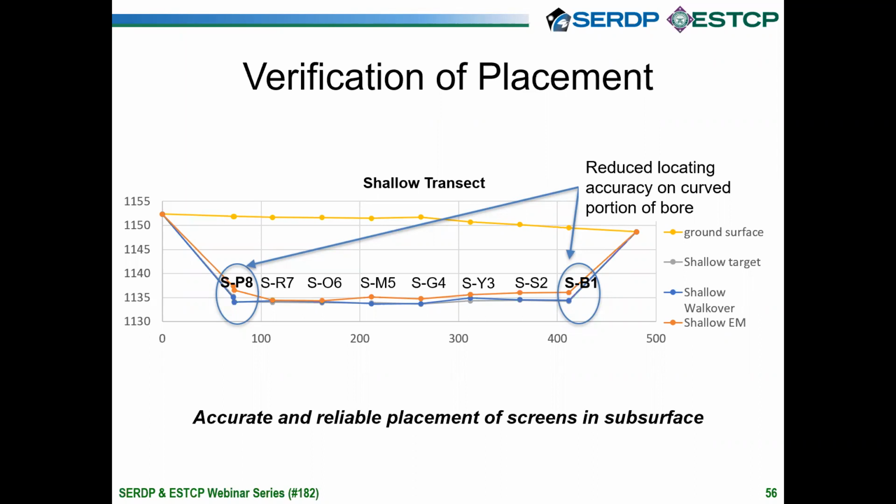I know they've used these systems to inject remediation fluid, to extract water, and even SVE type applications.